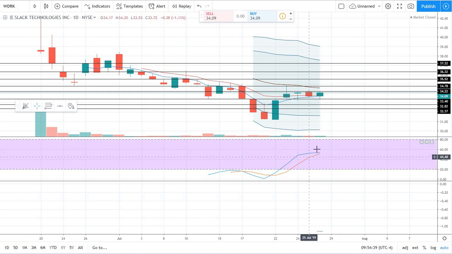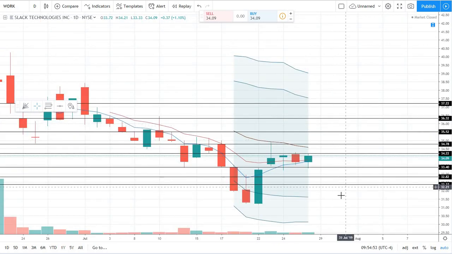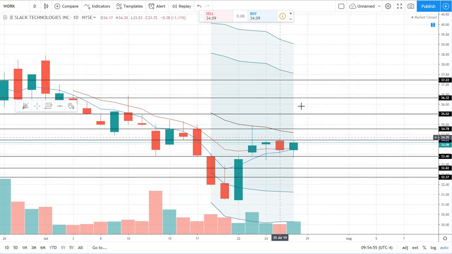The stochastic doesn't look great here. This actually looks like a short stochastic, but there's not much data here, so it's probably not great to rely too much on those right now. So, looking for a break upwards. This would be more of a bottom fishing play. We're going to break up here, and then we want to get on a back test of 34.22.